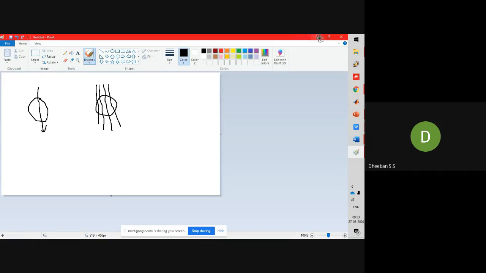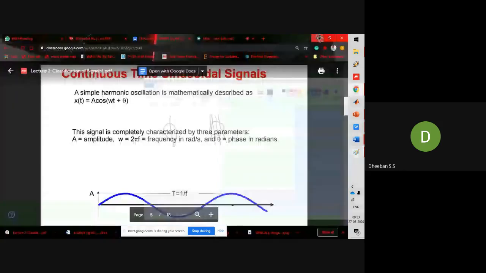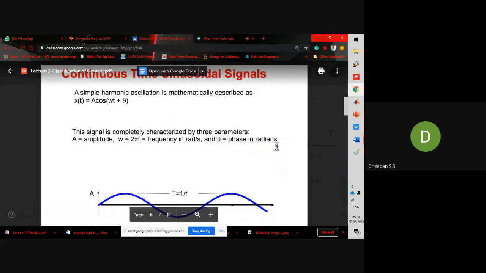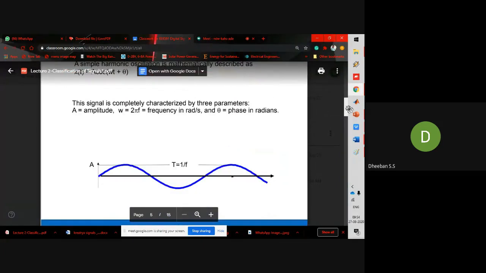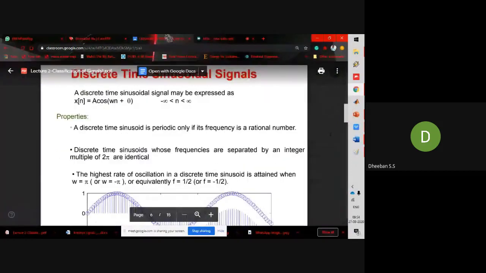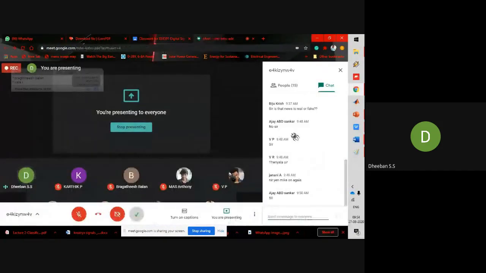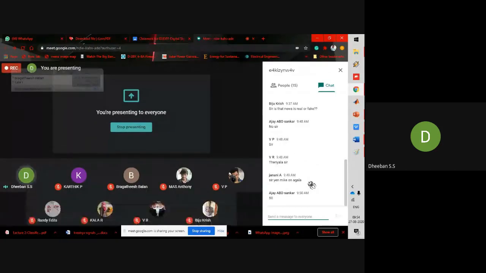My question is similar to the one I asked yesterday: which signal will be more accurate, either the continuous or the discrete? Which signal will be more accurate? You can just type it in your chat box.